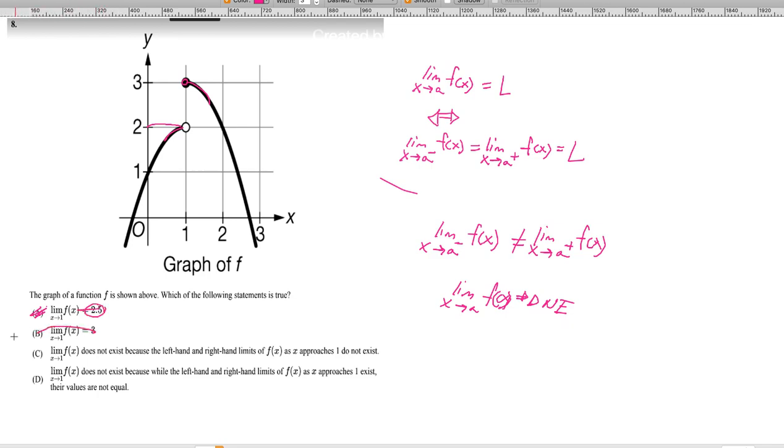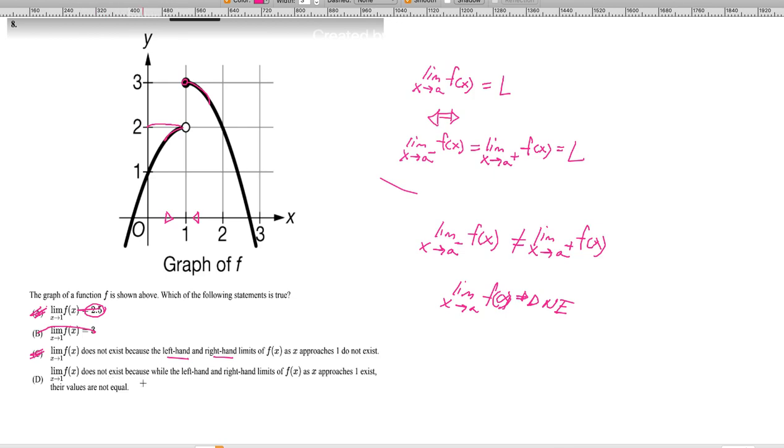And that's the same logic for B. But now it says for C, the limit as x goes to 1 of f of x does not exist because the left-hand limits and the right-hand limits of f of x as x approaches 1 do not exist. No, the left-hand limit and the right-hand limit exist. The left-hand limit equals 2, and the right-hand limit equals 3. As I approach 1 from the right, I get closer and closer to 3 along y. As I approach 1 from the left, I get closer and closer to 2 along y.